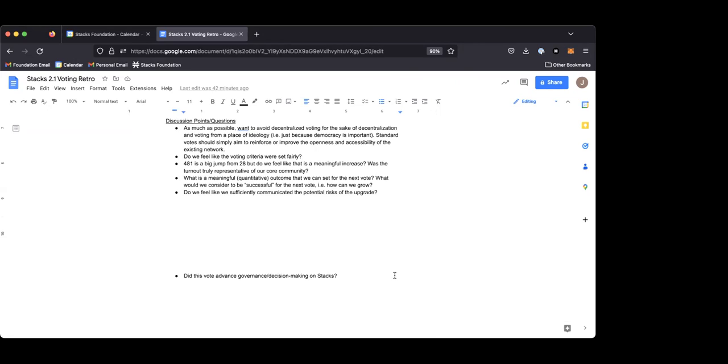There was no malicious intent behind it, but I wouldn't say that there was a sophisticated process behind setting them beyond what Jude and I outlined. I'd have some questions about what a next step or goal for us could be in terms of getting more turnout from the community for the next vote. And also, this might go to what you were talking about, Dan, but do we feel like we sufficiently communicated the potential risks of the upgrade?